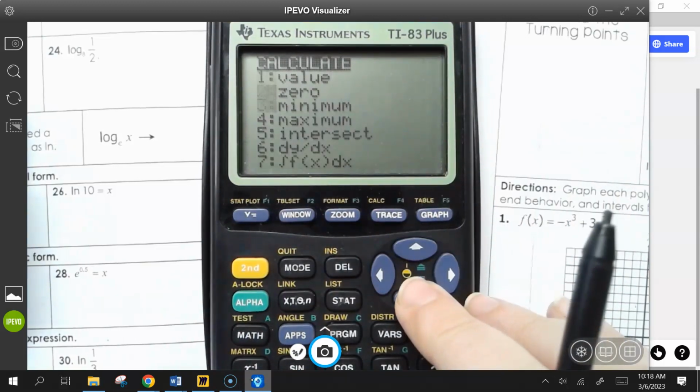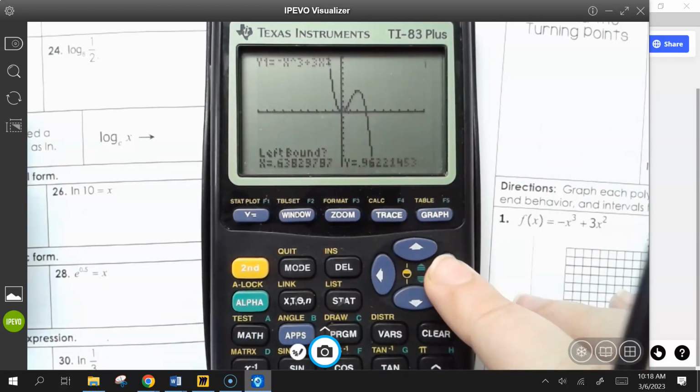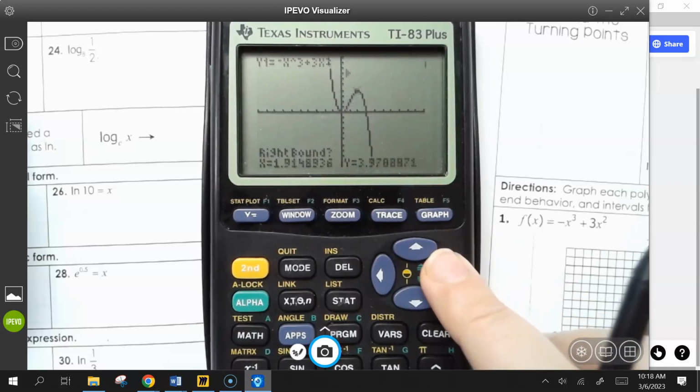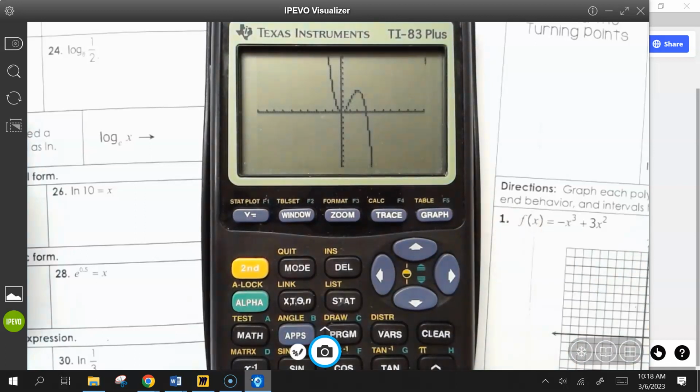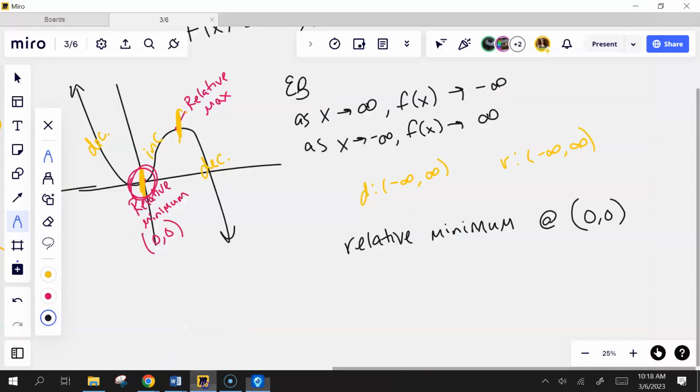Oh, that really is like 3, 4. Is it? 3, 4 and a half. Don't guess, be exact. 2, 4. I don't know. I don't have my calculator out. This point is 2, 4. That means I have a relative max at 2, 4. Everybody okay?